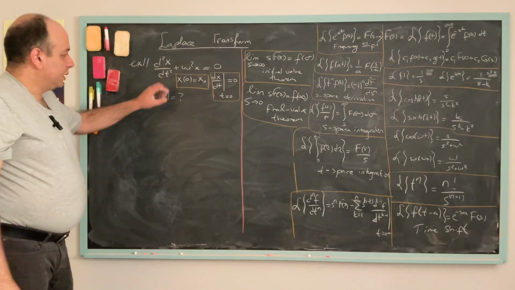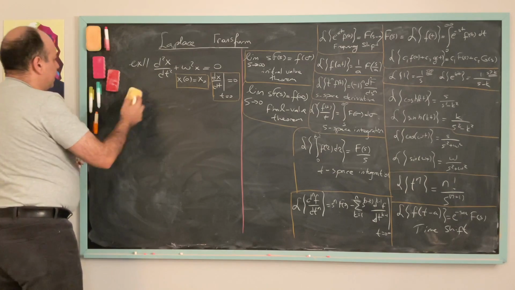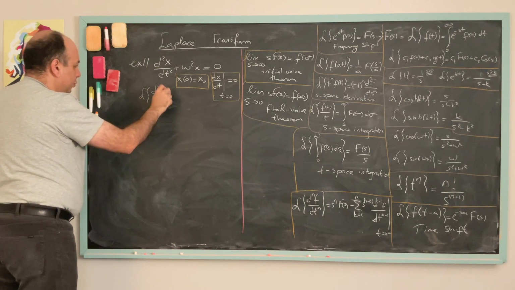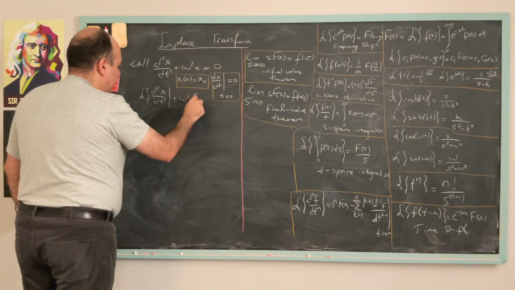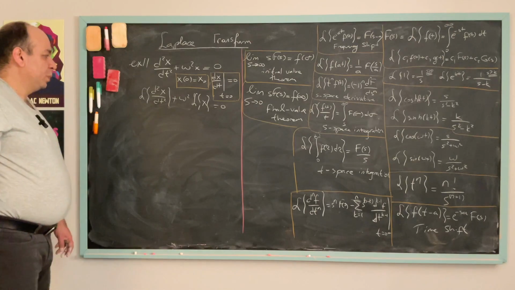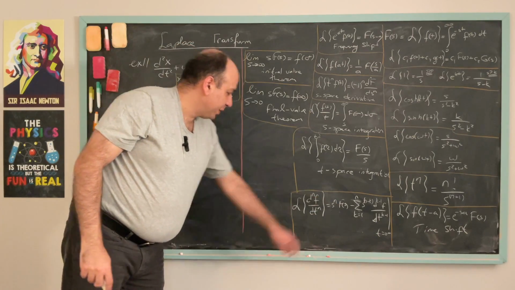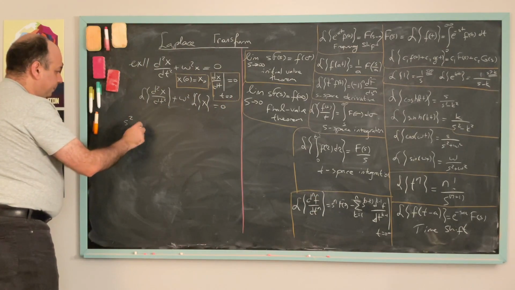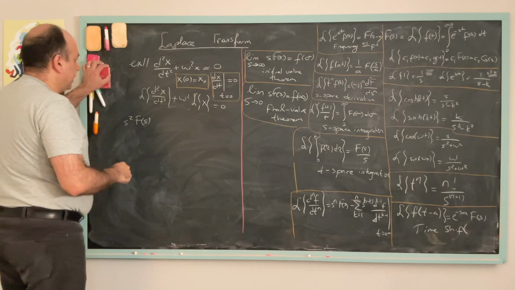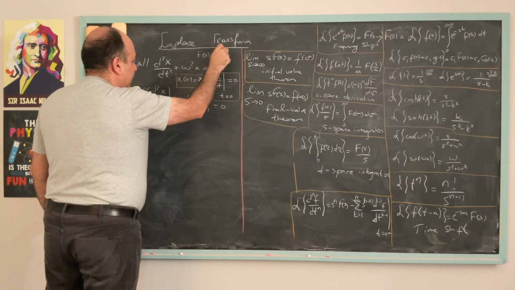Okay, so we want to solve this using the Laplace transform method. What we do is we basically take the Laplace transform of this equation. So this is nothing but the Laplace transform of d squared x over dt squared plus omega squared times the Laplace transform of x, which is equal to 0. Okay, what is the Laplace transform of the derivative, right? So this is nothing but s squared. Let's say f of s is the Laplace transform of x. Let's define it that way. So f of s is nothing but the Laplace transform of x.